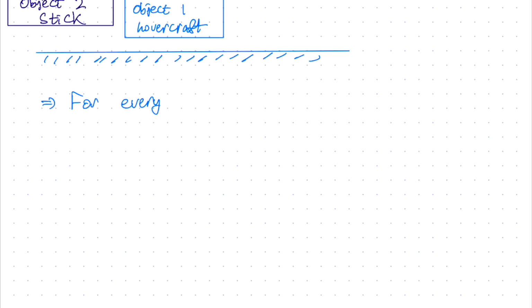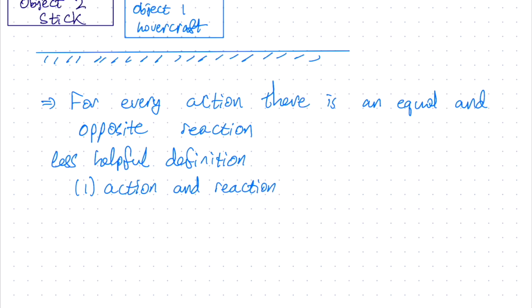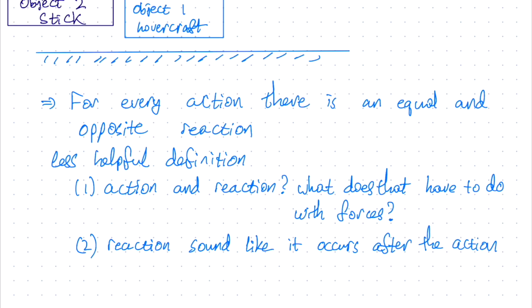Now, you might have heard of Newton's third law stated in the way that for every action there is an equal and opposite reaction. I personally don't super like this way of stating Newton's law for two reasons. So this way of stating Newton's law is less helpful. First, because what does action and reaction, which sounds like something that people would do, have to do with forces? And second, the fact that there is a reaction sounds like the reaction occurs after the action takes place. But forces in a third law pair are simultaneous.